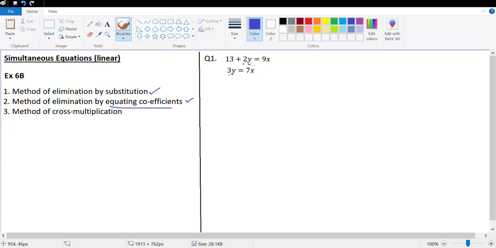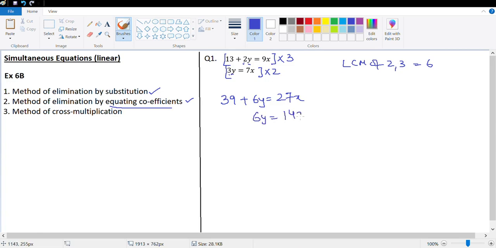In this case, coefficient of y is 2. In this case, coefficient of y is 3. So the LCM of 2 and 3, that's 6, which means I multiply the first equation with 3 and multiply the second equation with 2, and that will equate the coefficient. Let's see how it works. So if I multiply the first equation by 3, my first equation becomes 39 plus 6y is equal to 27x. Next, my second equation becomes 3y into 2, that's 6y is equal to 7 into 2, that's 14x.